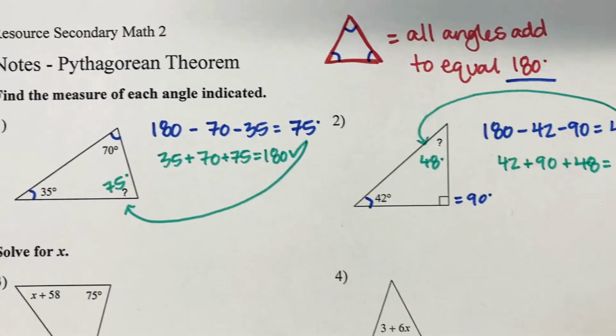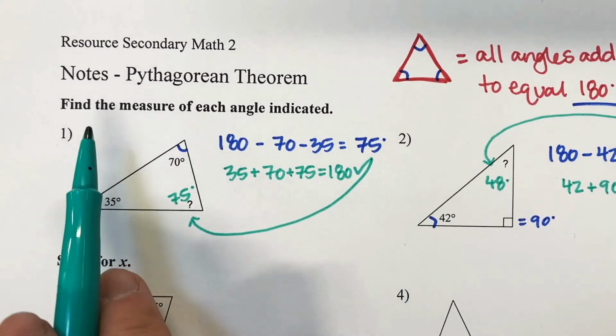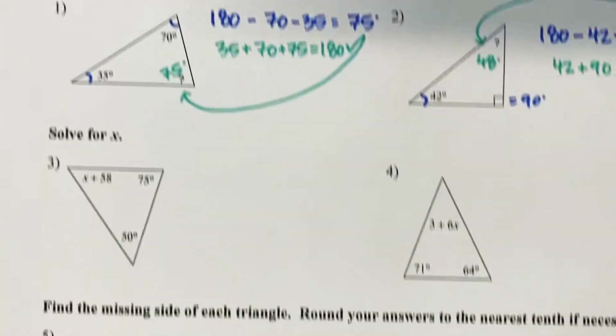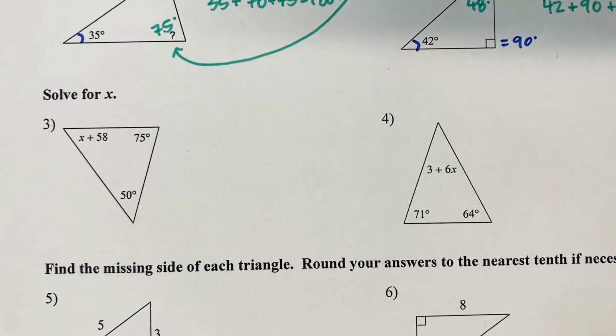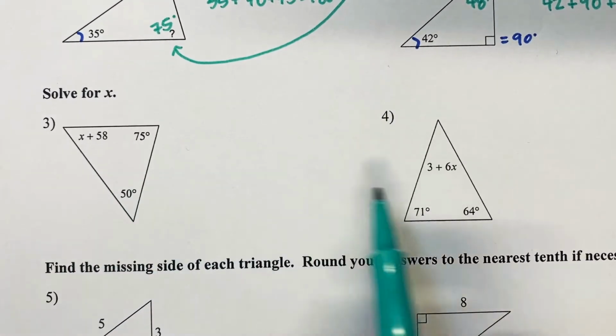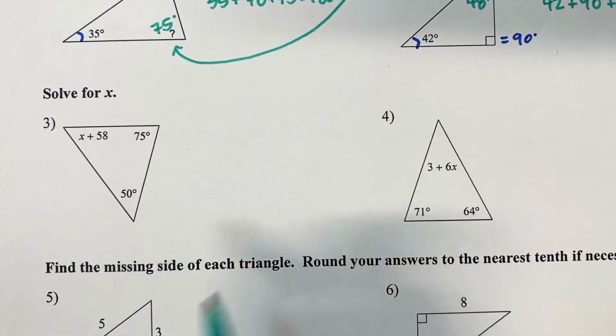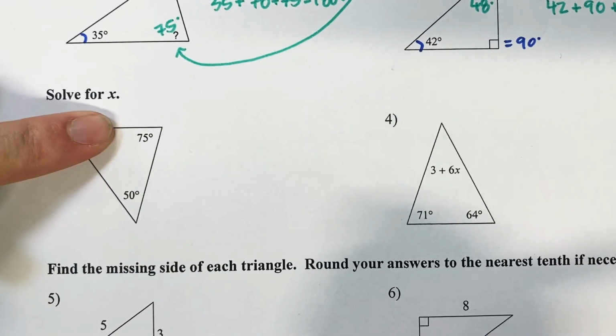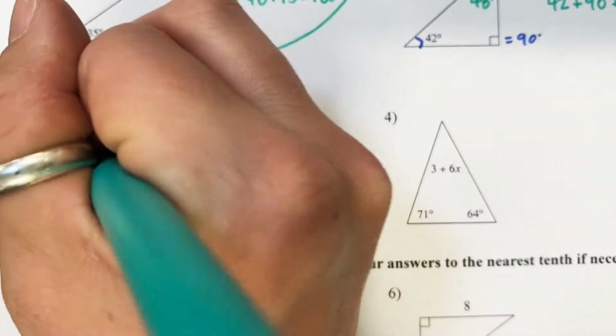So that's for number 1 and 2. It just asked us to find the measure of each angle indicated, with the question marks. But let's look at 3 and 4. Notice that instead of a question mark, it's put an equation. What I want us to do is pretend that equation isn't even there yet, and replace it with a question mark for now.